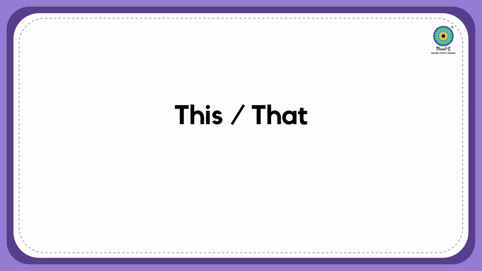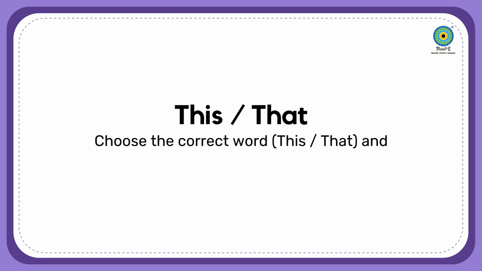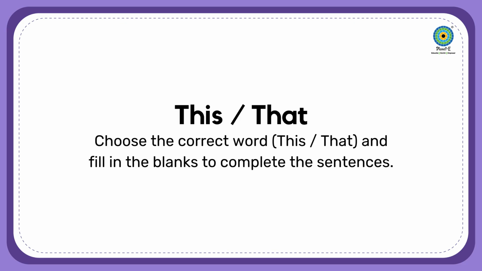This, that. Choose the correct word, this or that, and fill in the blanks to complete the sentences. This is used to refer to a person or thing that is singular and close to the speaker. That is used to refer to a person or thing that is singular but far away from the speaker.